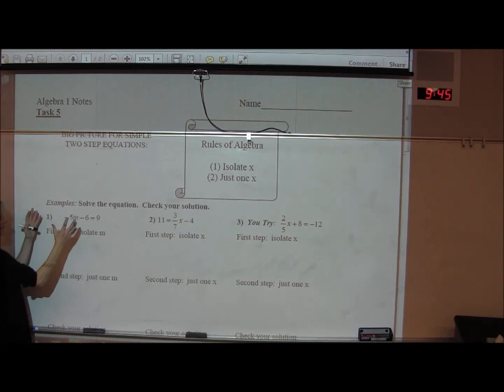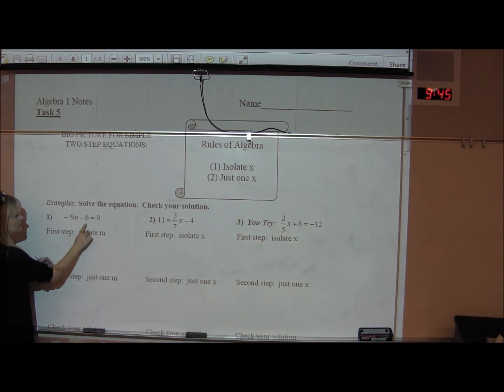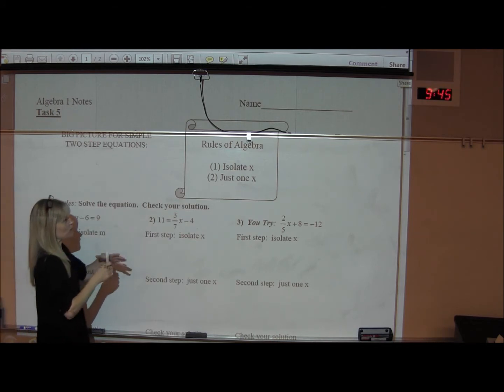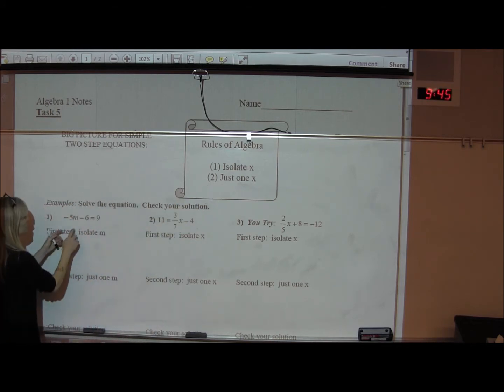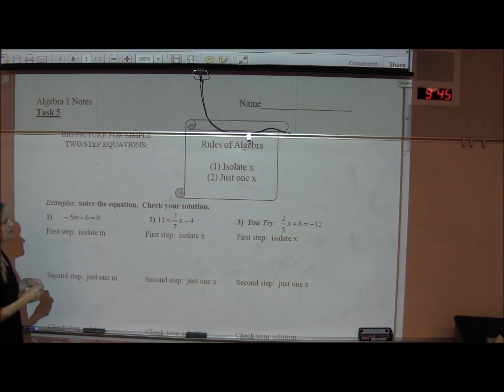Isolating the variable term means getting it all by itself. So that means you're using addition or subtraction to move this constant term over. And then just one x, or just one variable, means you want just one m. So you have to divide or multiply to get just one m. So then we'll have m equals whatever, and then you've solved it.